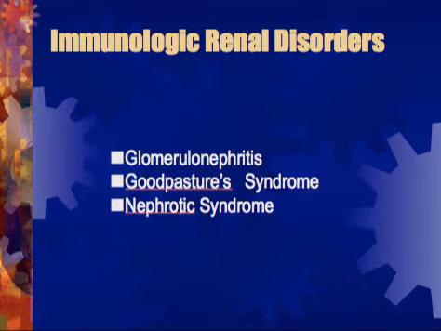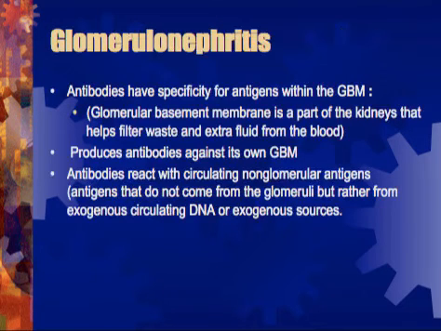Now we're going to go into some immunologic renal disorders, pardon me. Three ones we're going to talk about are glomerulonephritis, Goodpasture syndrome, and nephrotic syndrome. These are each discussed in your text as well. Glomerulonephritis, this is an immunologic process. It involves the urinary tract, but predominantly affects the renal glomerulus. This disease does affect both kidneys equally.